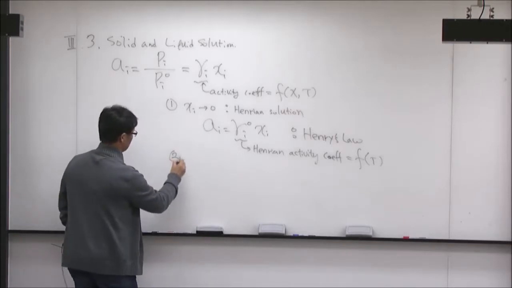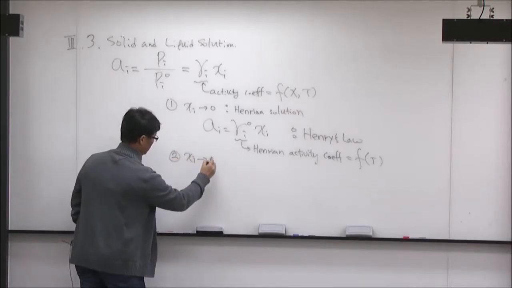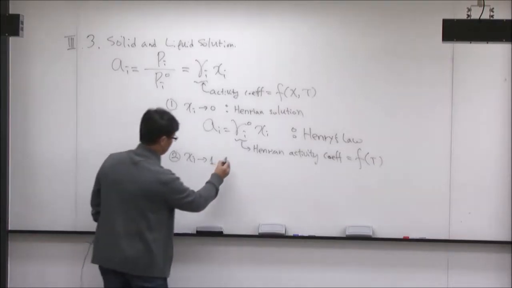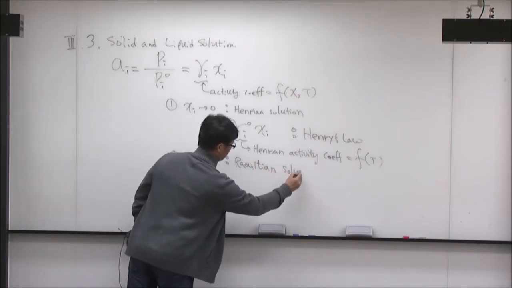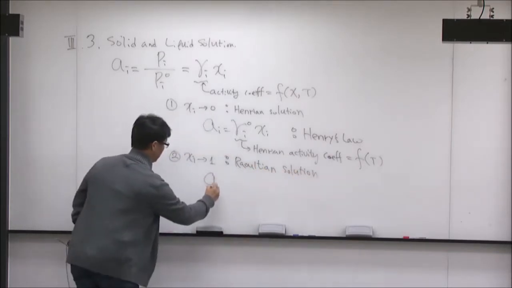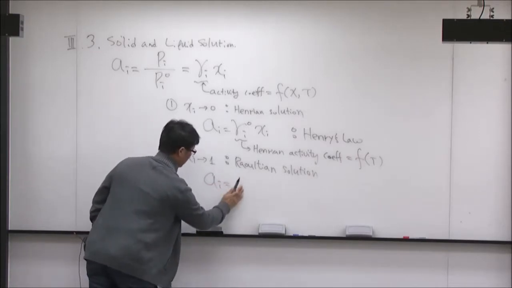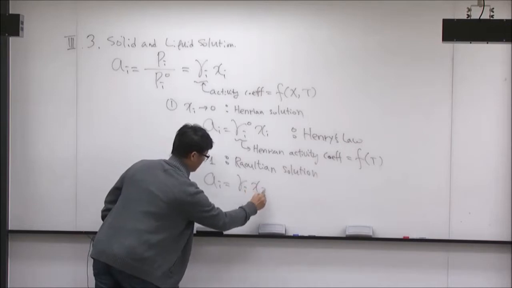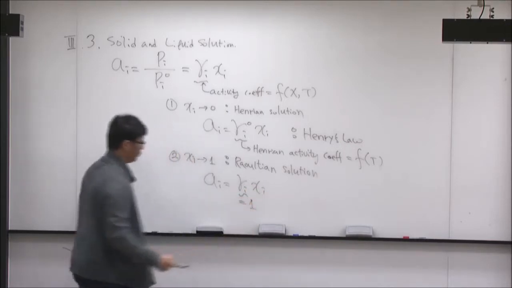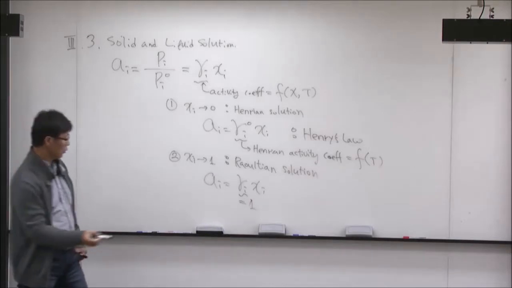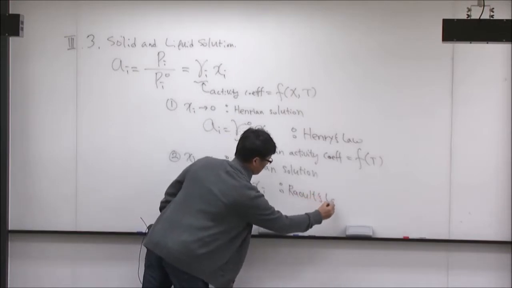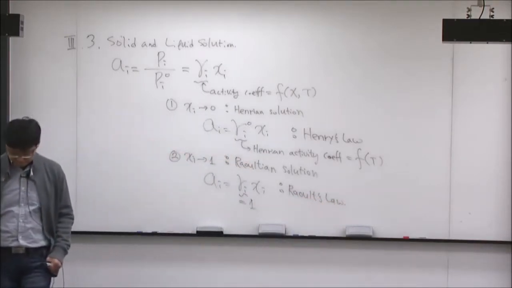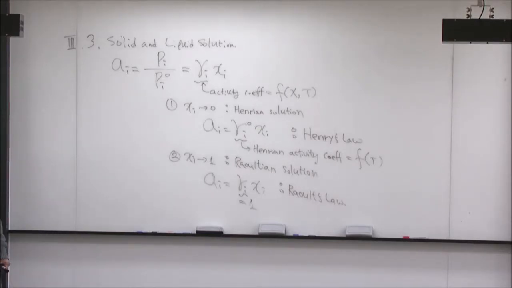The other extreme case is when xi becomes almost 1, and we call this Raoultian solution. In this case, activity of I equals the mole fraction, since the activity coefficient is almost 1. And we call this Raoult's law. Okay, this is what we learned in the last class.